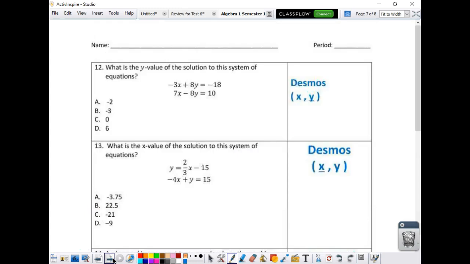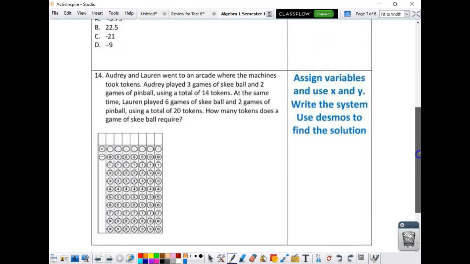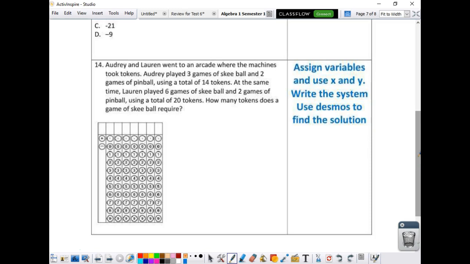Okay, go over to number 14. Audrey and Lauren went to an arcade where the machines took tokens. Audrey played 3 games of skee-ball and 2 games of pinball. You're going to assign variables first, and I want you to use only the variables x and y. So for x, I'm going to use skee-ball, and y, I'm going to use pinball. So 3 games of skee-ball, 2 games of pinball.